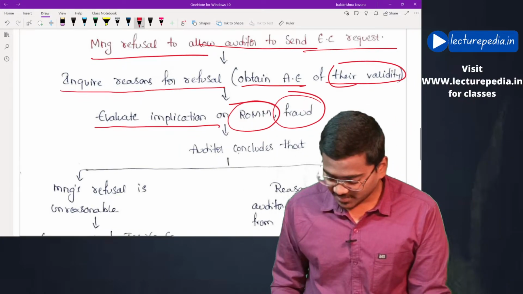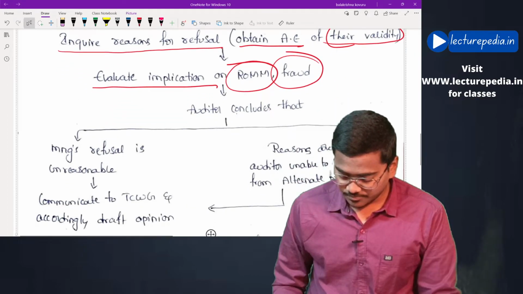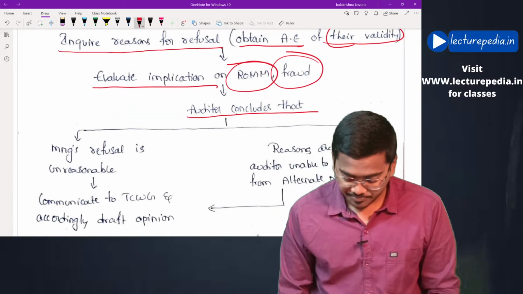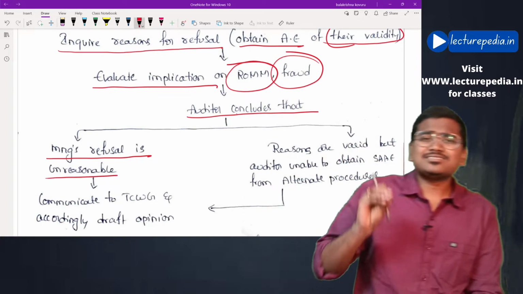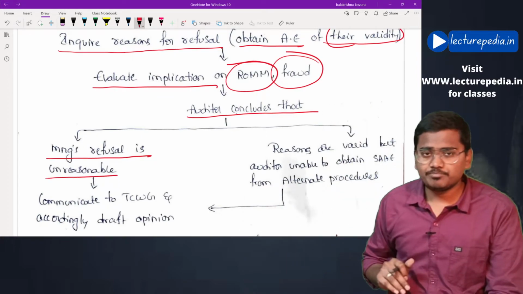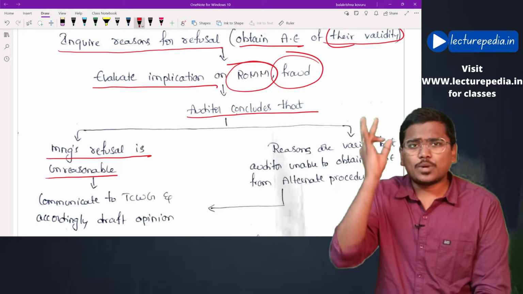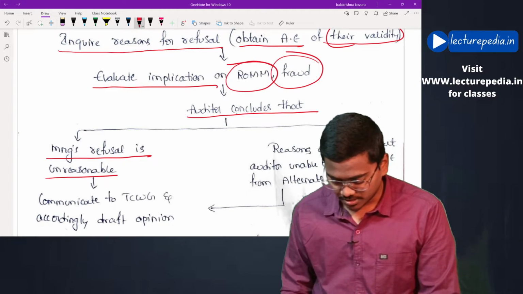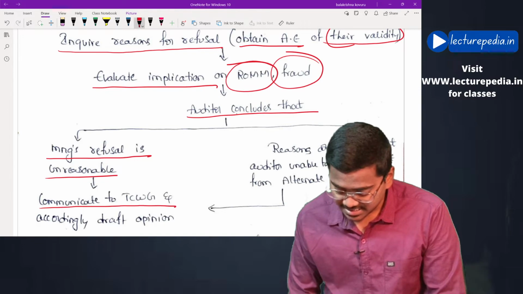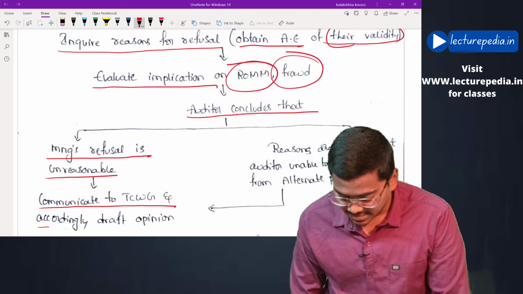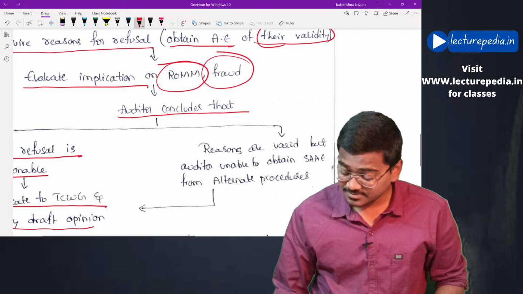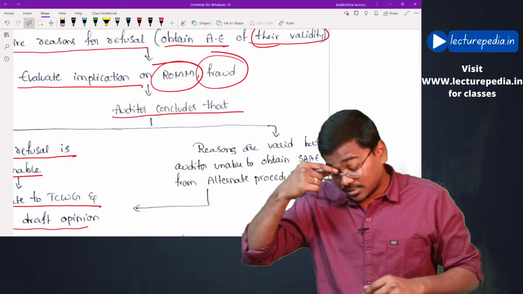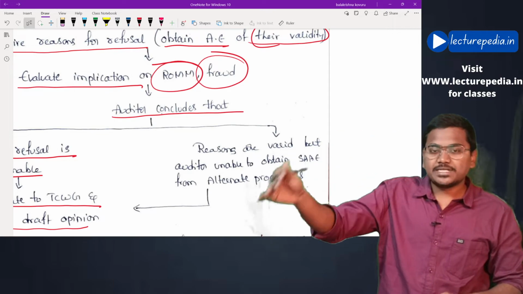After this evaluation, the auditor concludes that management's refusal is unreasonable. The reasons given by management are unreasonable, they are not valid. In that case, the auditor will communicate the same to those charged with governance and he will accordingly draft his opinion. Hope this is clear.